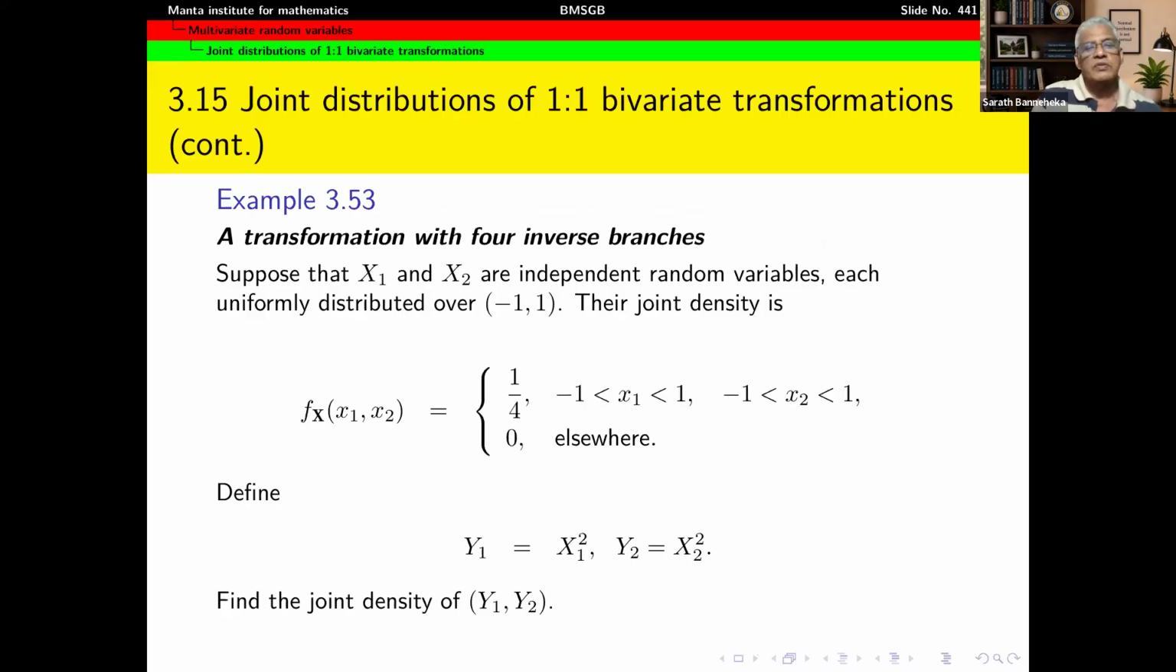A transformation with four inverse branches we are considering here. Suppose x1 and x2 are independent random variables, each uniformly distributed over -1 to +1.